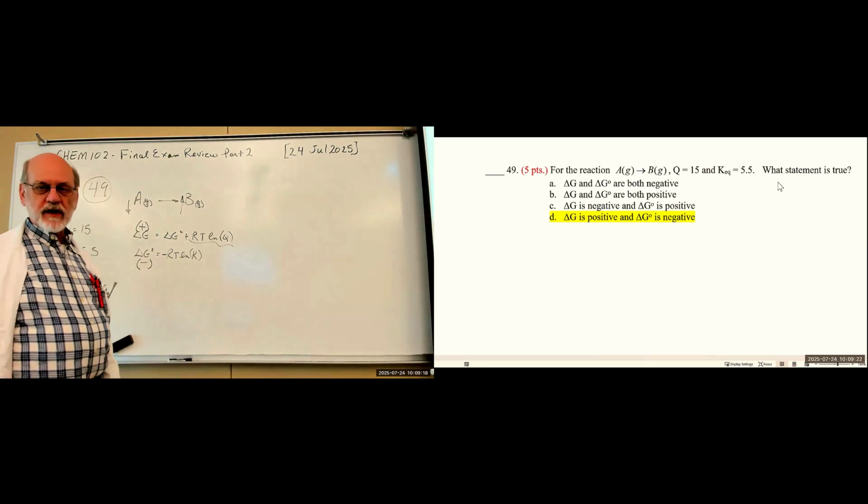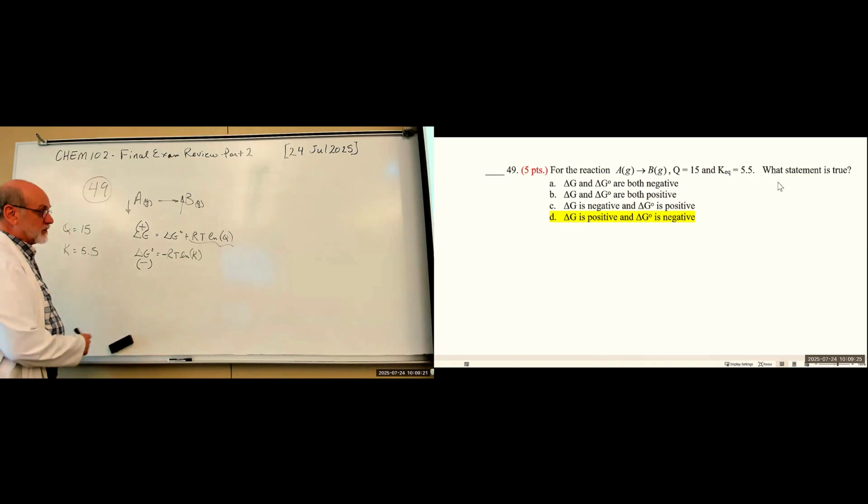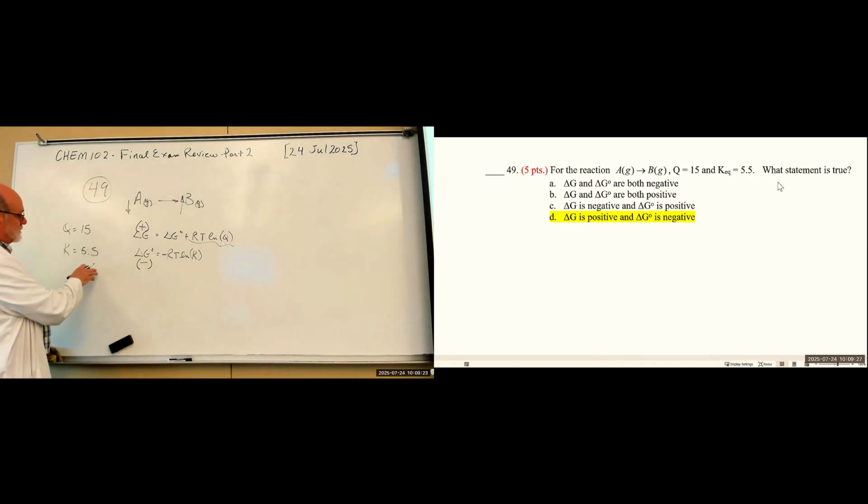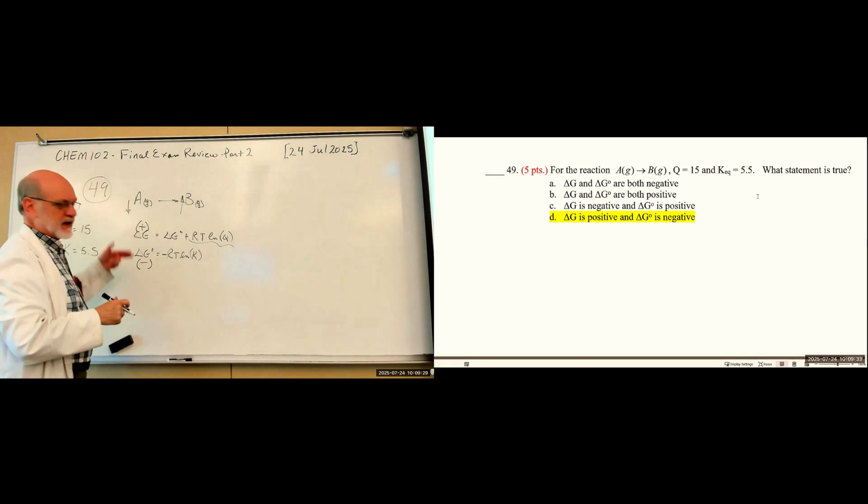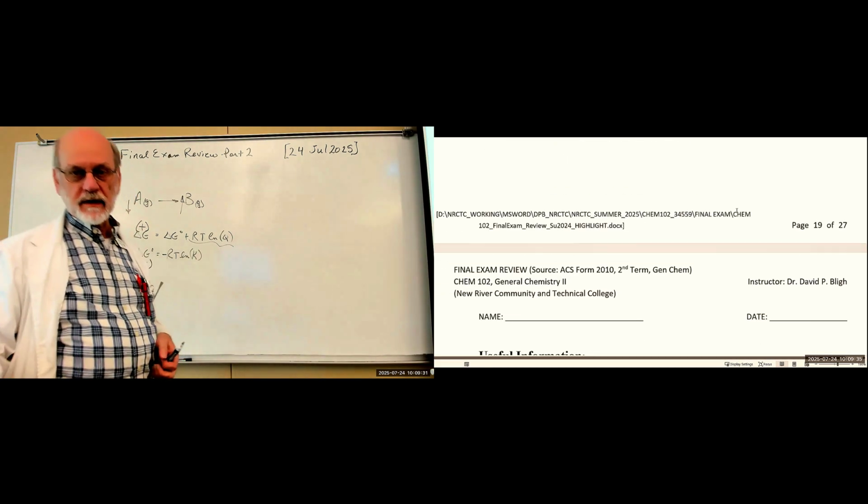So I went around the barn two or three times to get where I was going because I made a mistake on the way. But if we use this equation for Q and this equation for K, we can assign positive, negative for each one.